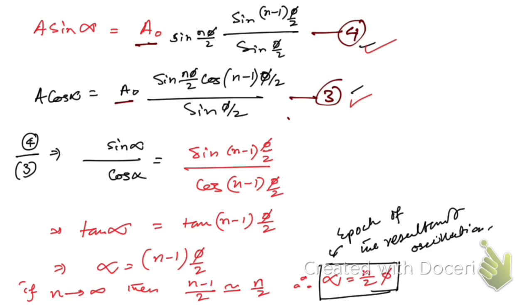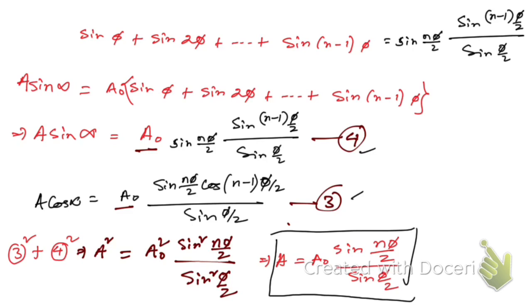And the previous one, here you see, this expression was the expression for the resultant amplitude of the resultant oscillation. So hope you have understood this.